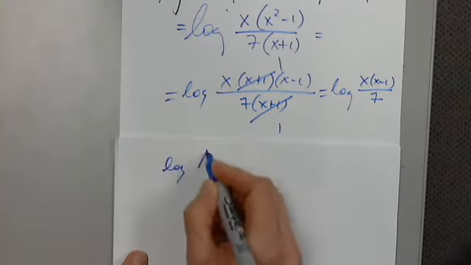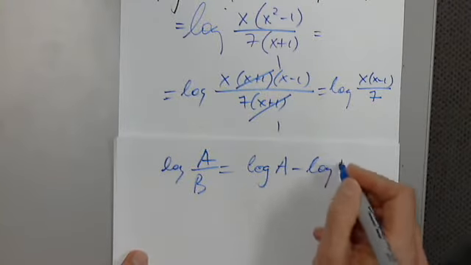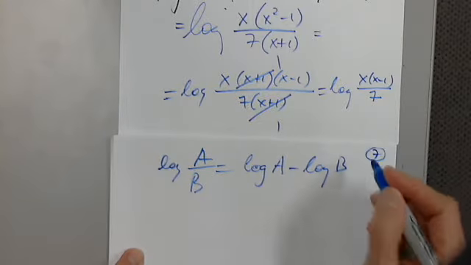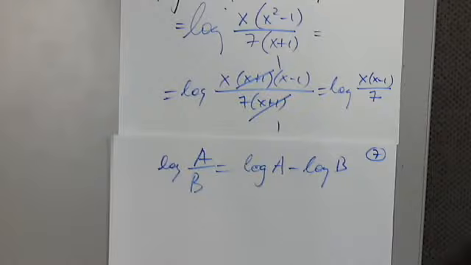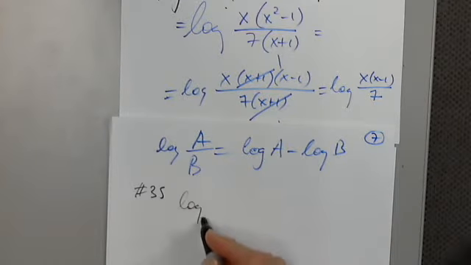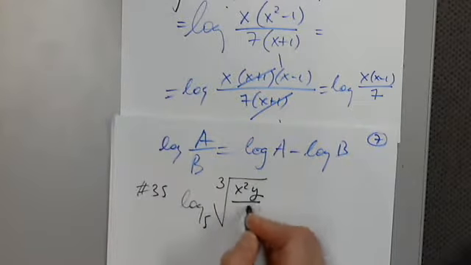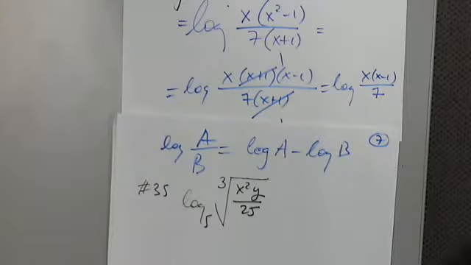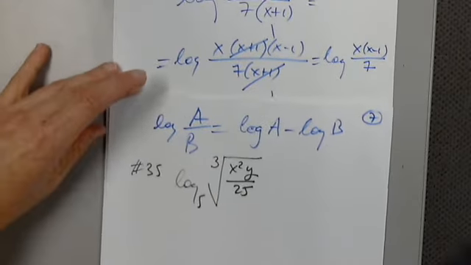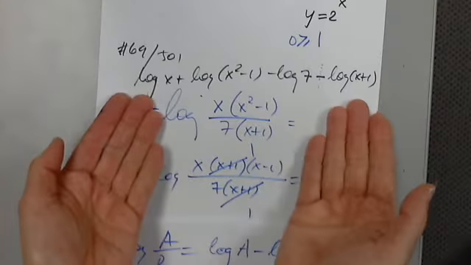So log of A over B is log A minus log B. Any questions? Okay, so let's look at 35. Log base 5 of the cube root of x squared y over 25. So this time we are given basically this piece, and we want to come up with these.